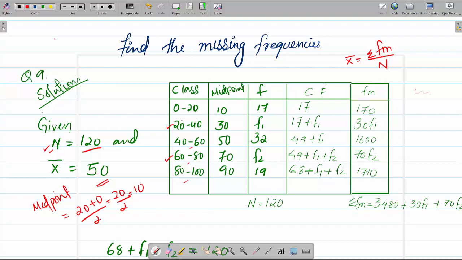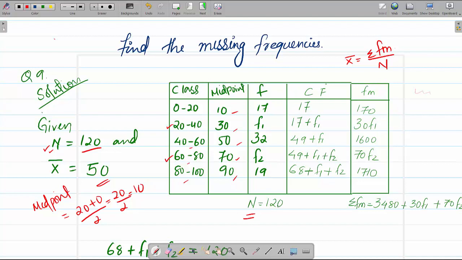All right. So similarly, you can add up all of these and then divide by 2 and get it. Or the other way is, if it is 10, you can add 10 to the lower limit: 20 plus 10 is 30, 40 plus 10 is 50, 60 plus 10 is 70, 80 plus 10 is 90. That way also you can find your midpoint. So we have written down the midpoints: 10, 30, 50, 70 and 90. Now let's write down the frequencies as well, whatever is given there. So 17, F1, 32, F2 and 19. The frequency is already given, and you can write it down here.